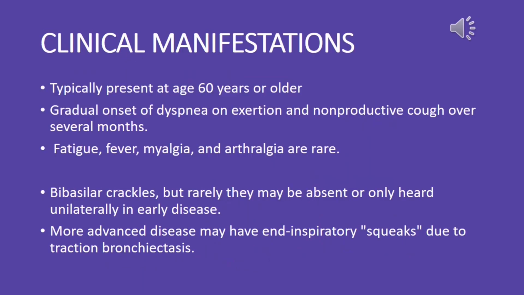Clinical manifestations typically present at age 60 years or older. The symptoms include gradual onset of dyspnea, difficulty breathing, on exertion and non-productive cough over several months, rare occurrence of fatigue, fever, myalgia, muscle pain, and arthralgia, joint pain, presence of basilar crackles, crackling sounds in the lungs, in most cases, although they may be absent or heard unilaterally in early stages of the disease. In more advanced stages, end inspiratory squeaks may be present due to traction bronchiectasis.